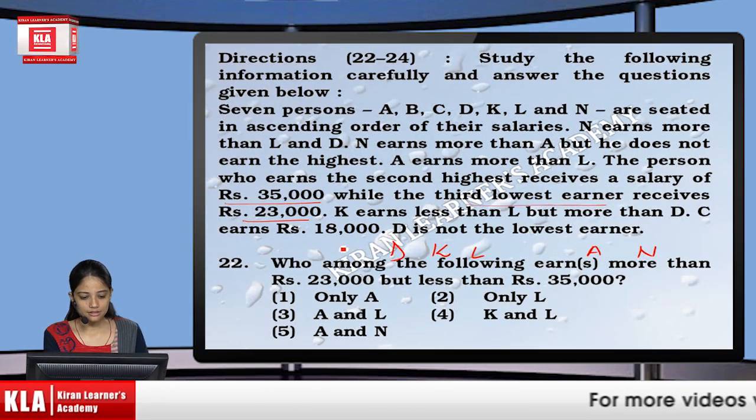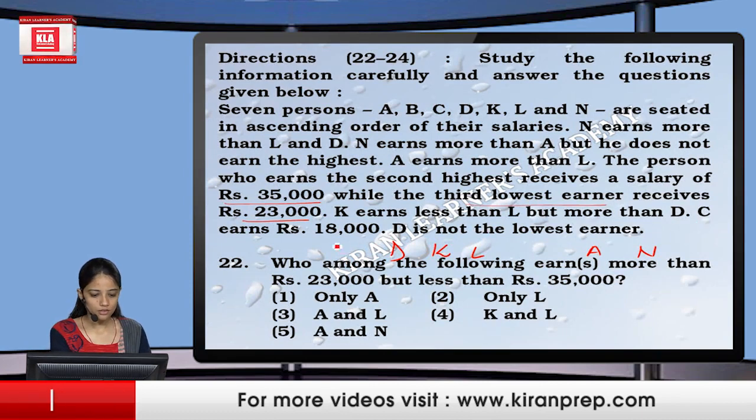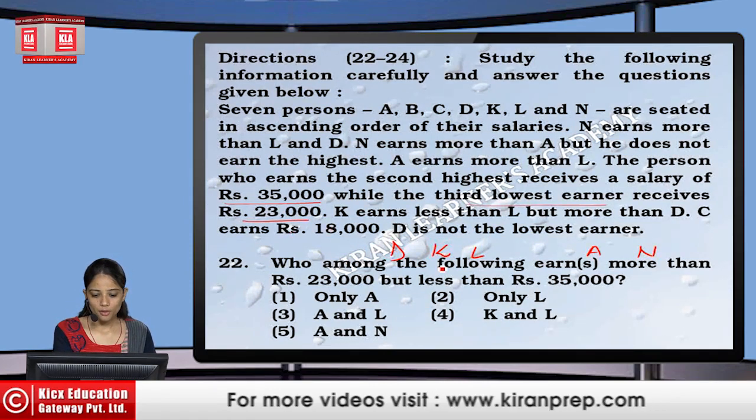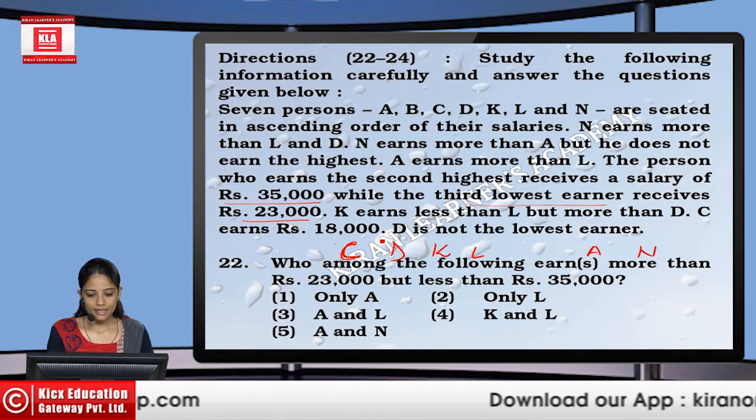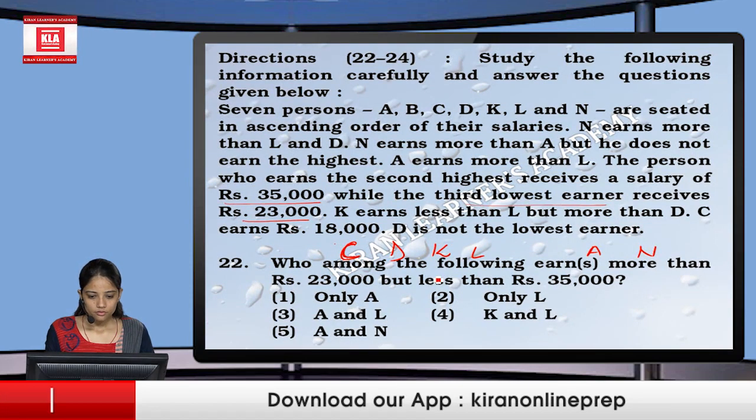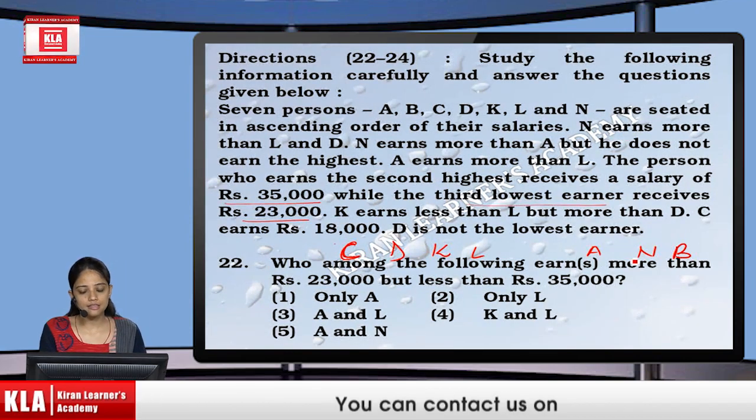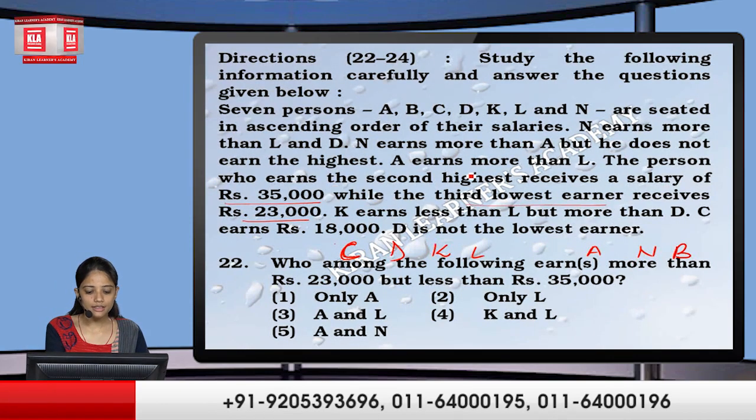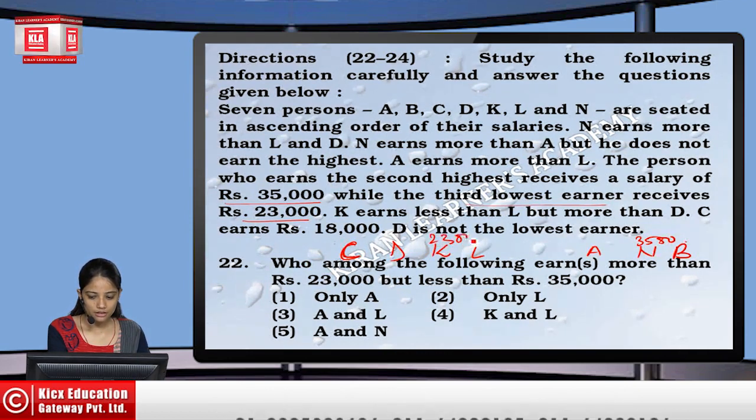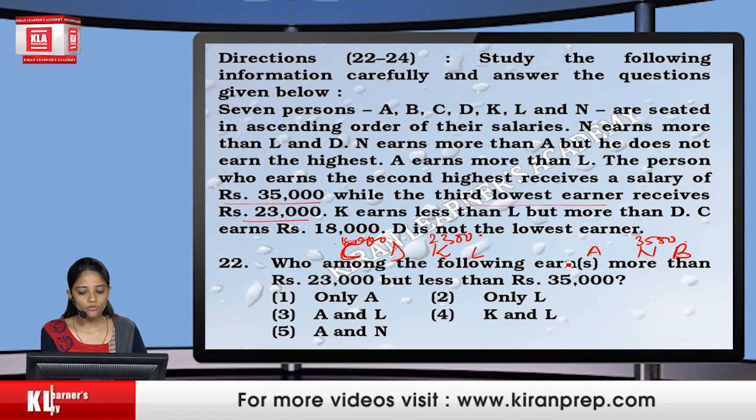Next we have D earns rupees 18,000. So it is the lowest of all, because third lowest is 23. So C will be somewhere here, and D is not the lowest owner. So that means C is there. Let's see who is left. The one who is left is B and he will be the highest. Reason being, it is clear that N does not earn the highest salary. The person who earns the second highest is 35,000 and the third lowest is 23,000, and C is 18,000 somewhere.